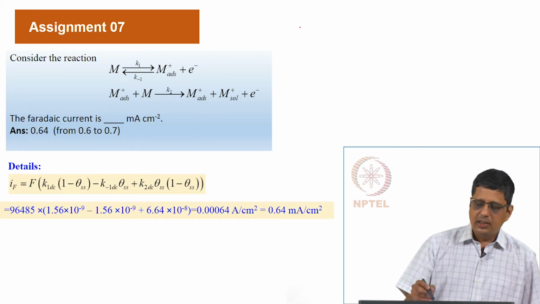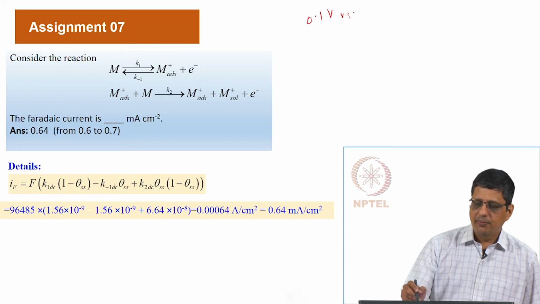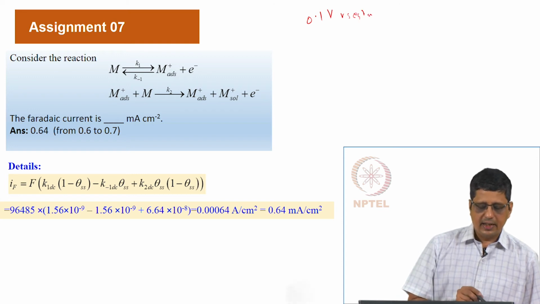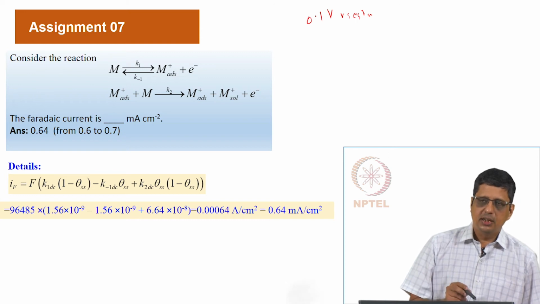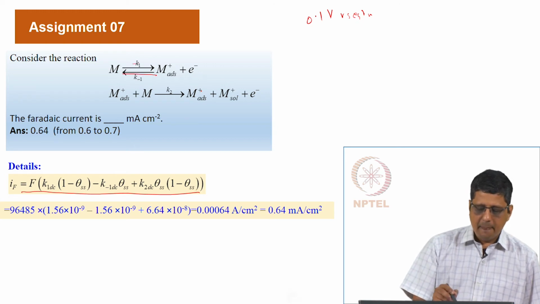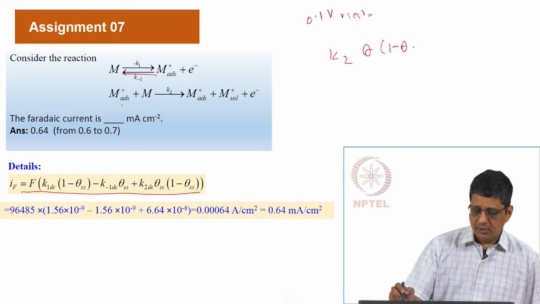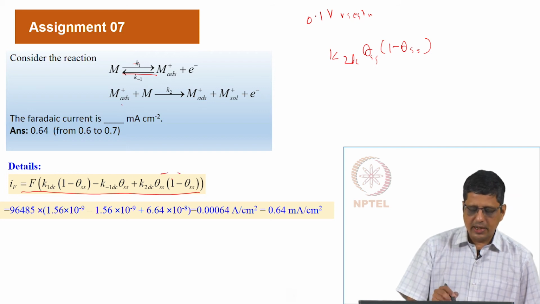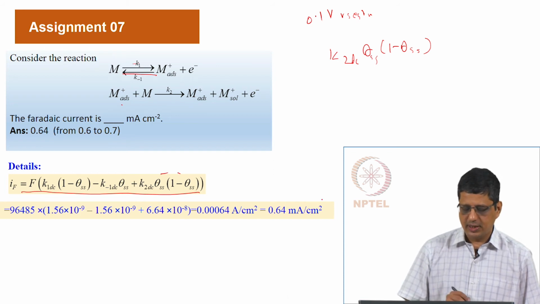Now, at the DC potential of 0.1 volt versus equilibrium, what is the Faraday current? Although the second step does not contribute to the mass balance equation, it will produce an electron. The current expression is given by K1 (1 minus theta) minus K minus 1 theta plus K2, this is given by theta, m is given by 1 minus theta. Under steady state condition it is going to be K2 DC theta SS (1 minus theta SS). So, this is a second order reaction. So, you can show that it is going to be close to 0.64 milliamps per centimeter square.